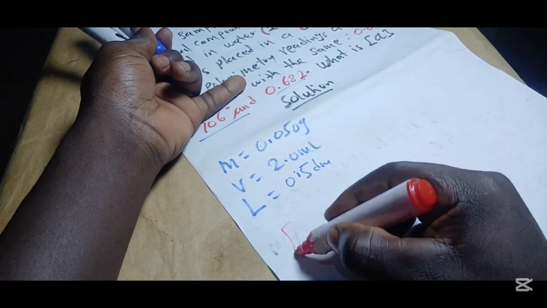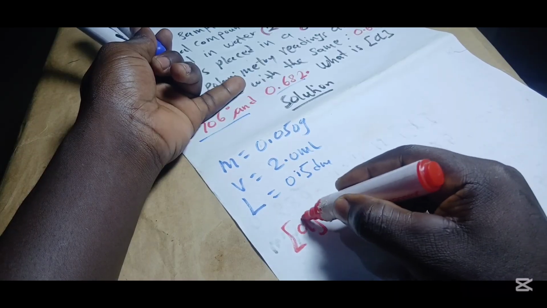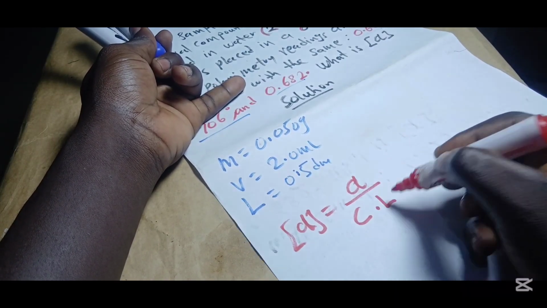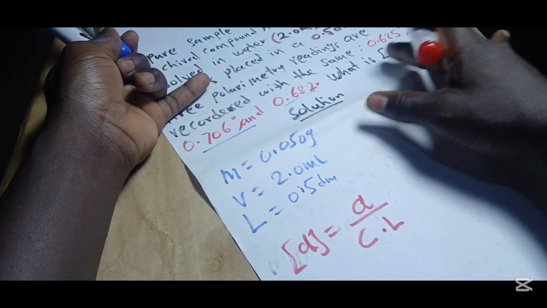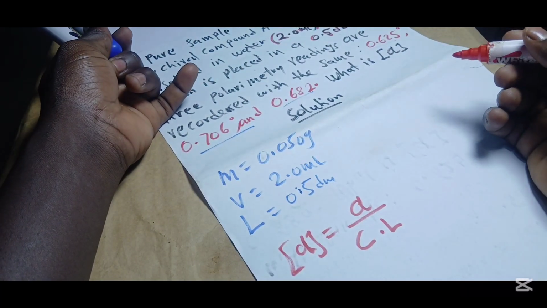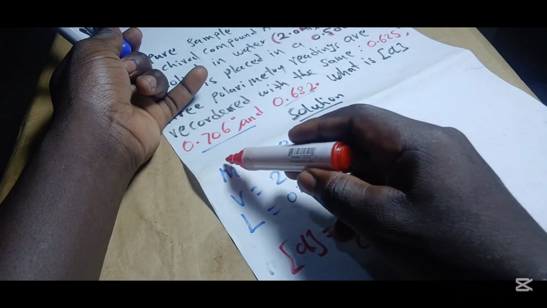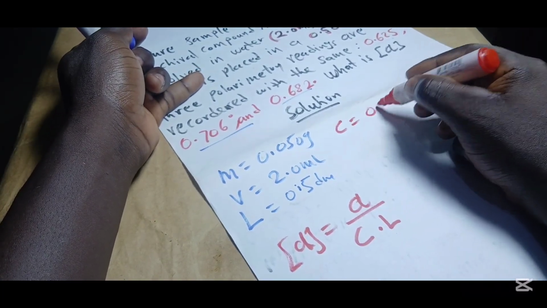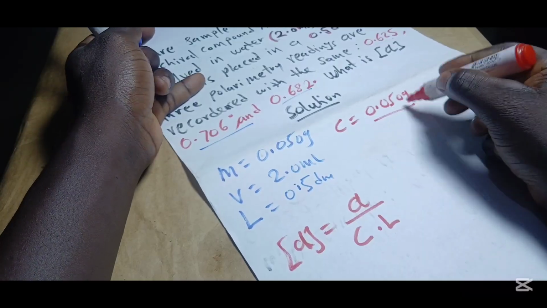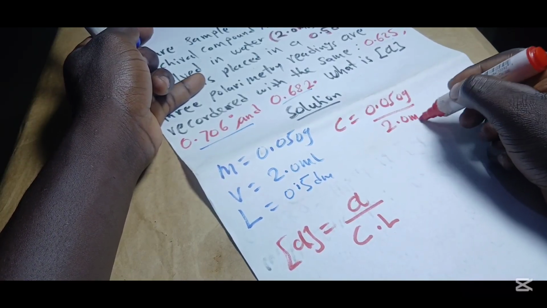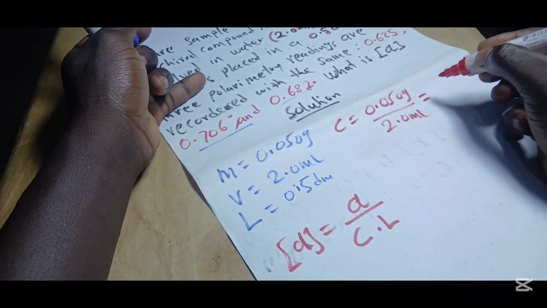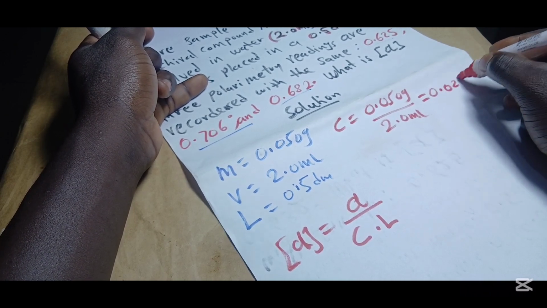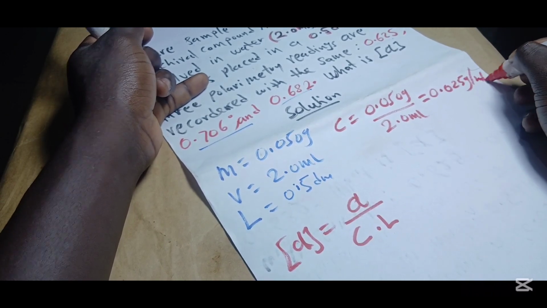And specific rotation equals observed rotation over concentration multiplied by path length. Now we have 3 observed rotations. We can calculate the concentration using mass and volume. So concentration equals mass, which is 0.050 grams over 2.0 ml. And this is going to give us 0.025 grams per ml.